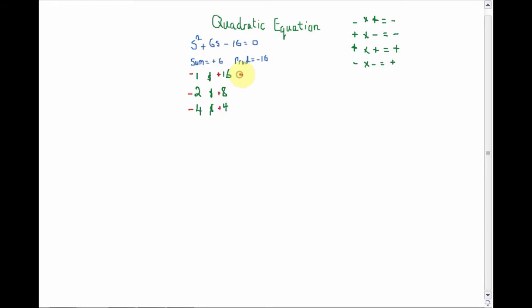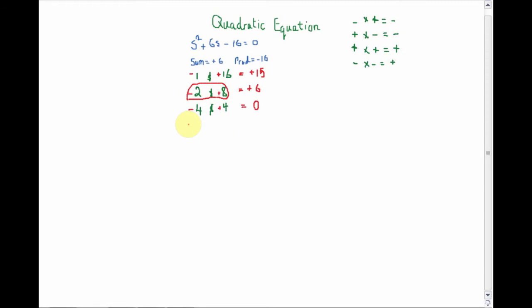The sum of the first will give us plus 15, the sum of the second one will give us plus 6, and this last one we have 0. So which one gives us plus 6? We could see it is this. We got our plus 6 from here. So then we'll replace plus 6 with minus 2x and plus 8x.